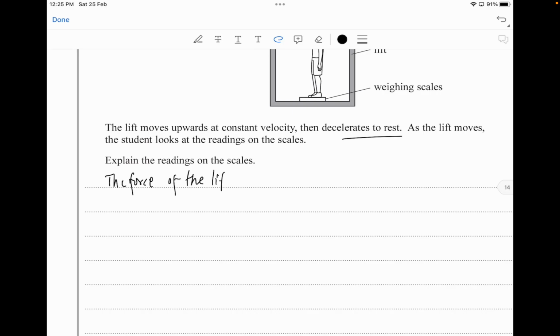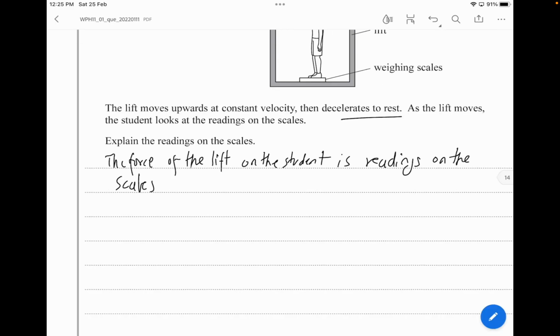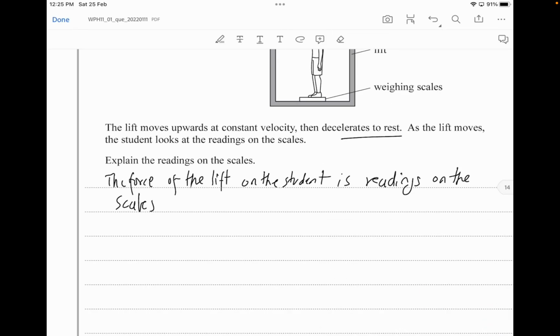of the lift on the student, or let's say the force of the scales on the student, is the readings on the scales. We're just going to reload the system again so it's faster.